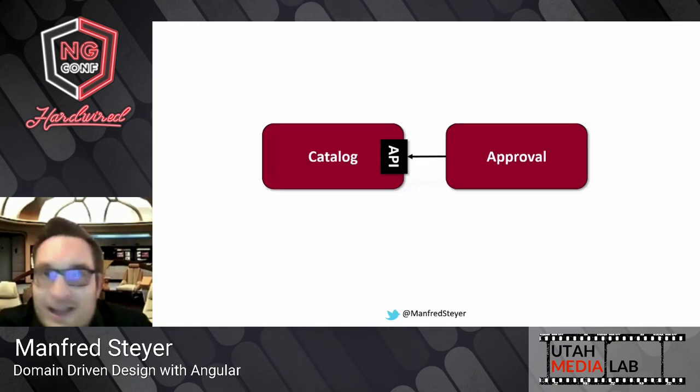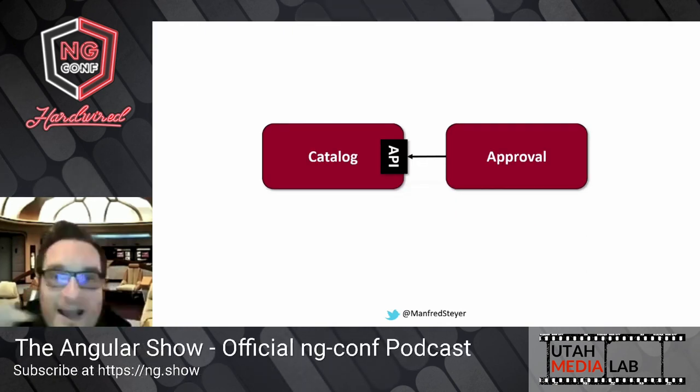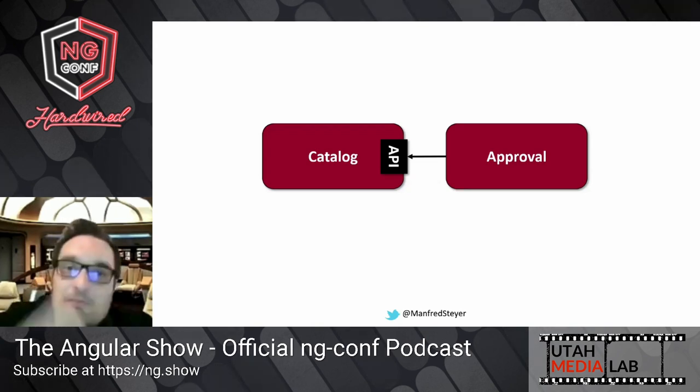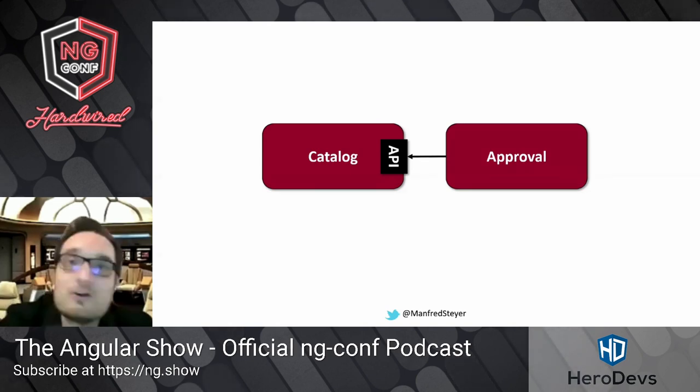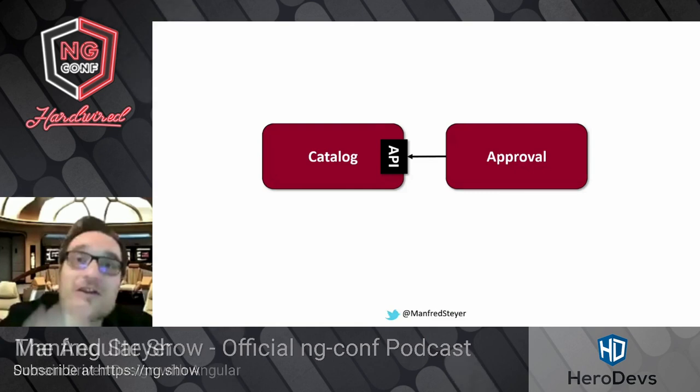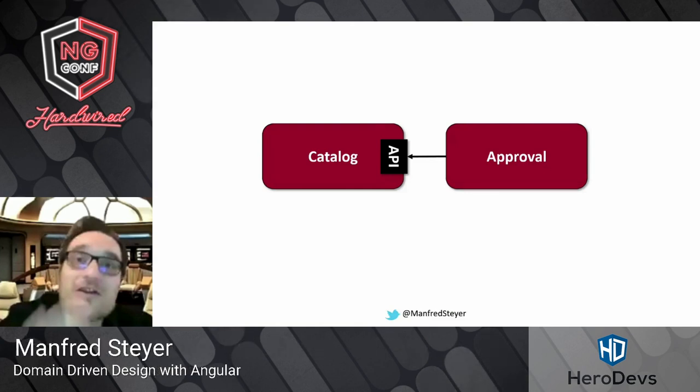There is another approach. I'm calling it the API approach. An API is just a tiny facade exposing selected things for other domains. That means other domains don't see the whole catalog domain. They only see selected things. And only those selected things need to be backwards compatible in order to prevent breaking changes.